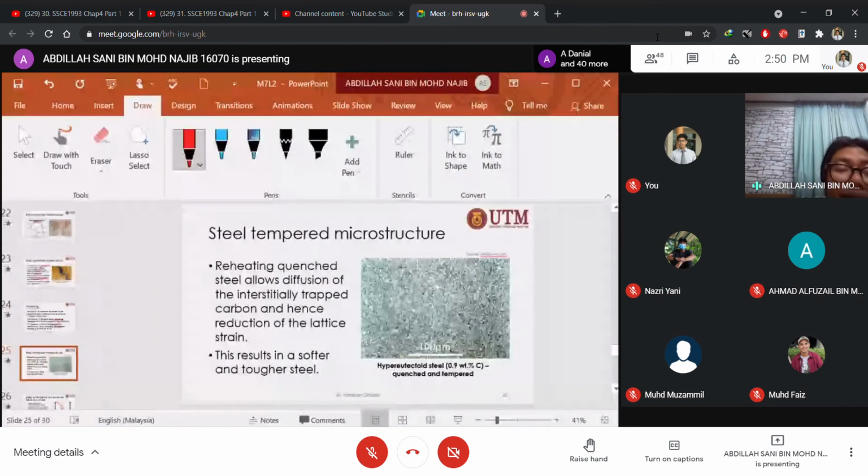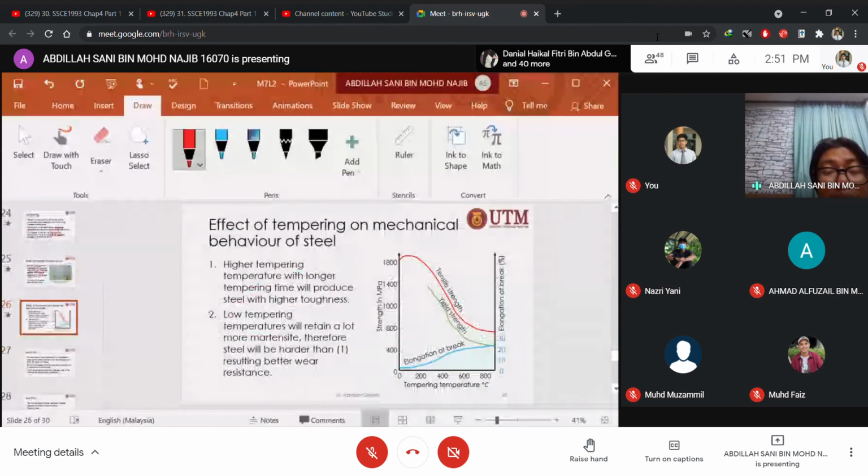Okay, so it says here that reheating after quenching still allows diffusion of interstitial trapped carbon and hence reduces the production of lattice strain. So we have the trapped carbon. Now we apply some heat. By this heat, this carbon can be mobilized. It can diffuse. When it diffuses, the material will have less lattice distortion, less strain, so the material can regain the ductility for it to be applied in other applications.